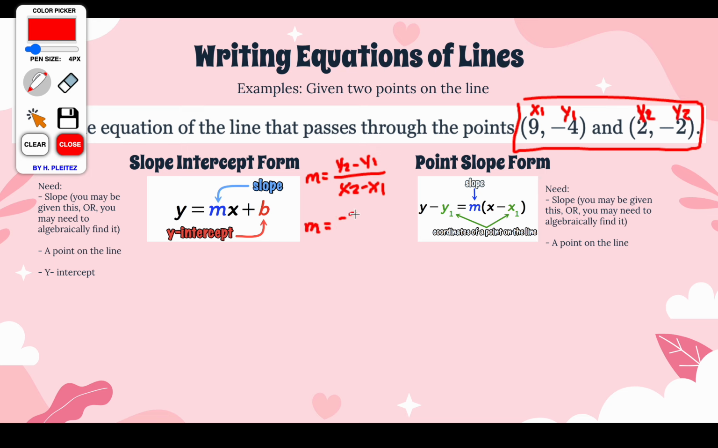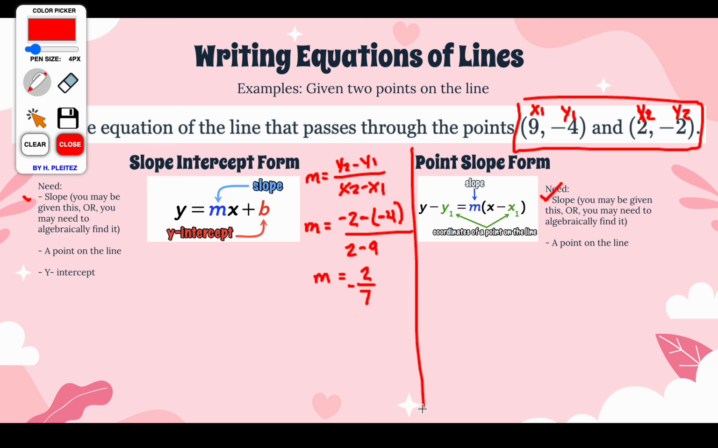So our y2 is -2 minus -4 over 2 minus 9. If we solve that, remember these two negatives become addition. Positive 2 over 7, or rather -2 over 7 with the denominator. Good. So now we have our slope. We can check that off for both of them. And point slope form, we can get right out of the way now.